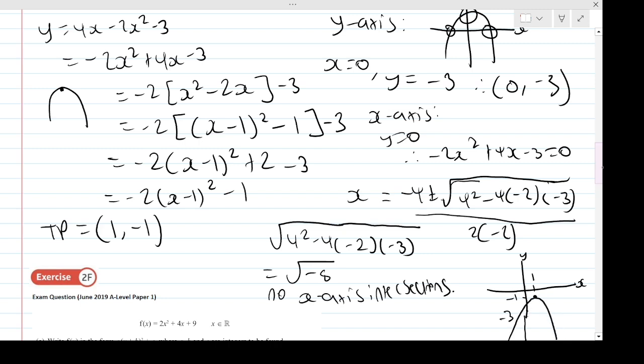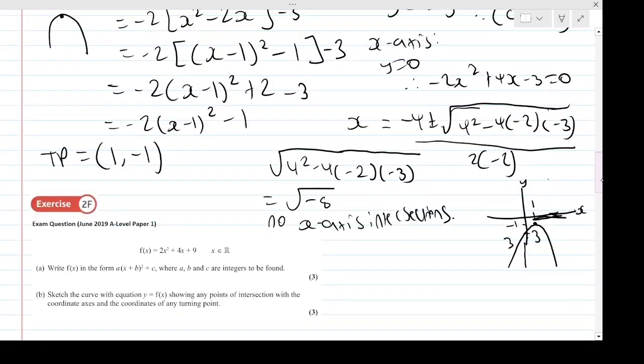There we are. So it's going to cross at minus 3 here. As you can see there, in this case, the shape does not cross the x-axis, right? Does not cross it. So therefore, you're going to get no solutions when you solve the quadratic. But we still have a turning point, and we still have a cross with the y-axis. Okay, and there we are.